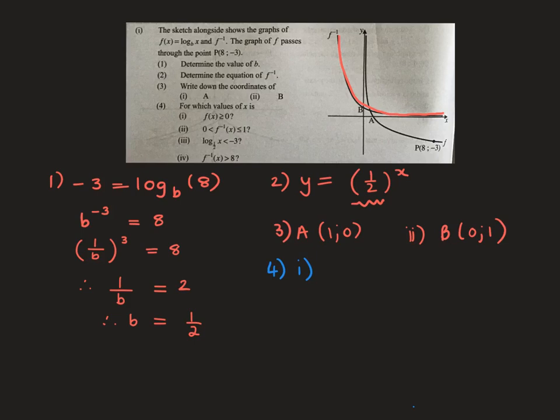For which values of x is f of x greater than 0? For the first one, f of x greater than 0, that's where it is above the x-axis, above the line y equals 0. Remembering that there's an asymptote at the line x equals 0, so it's actually just between 0 and 1, but not including 0. Remember that that is an asymptote.